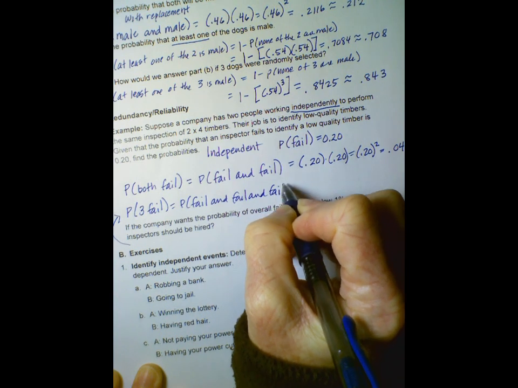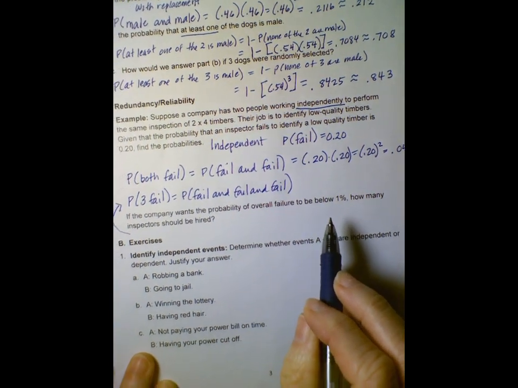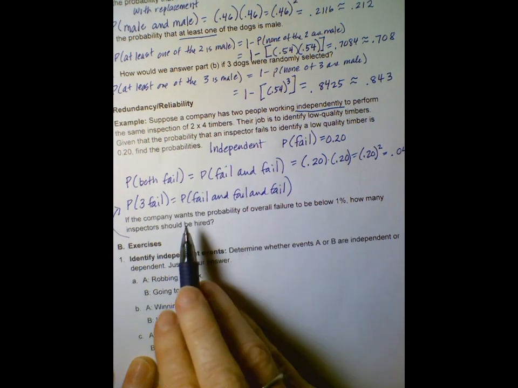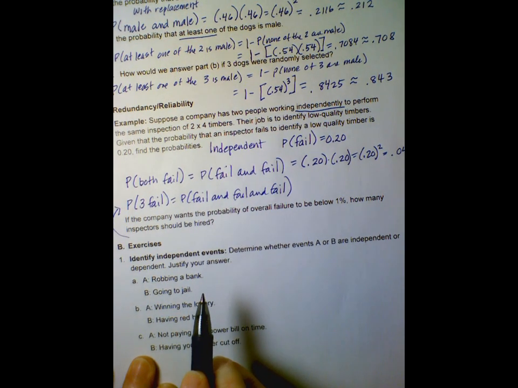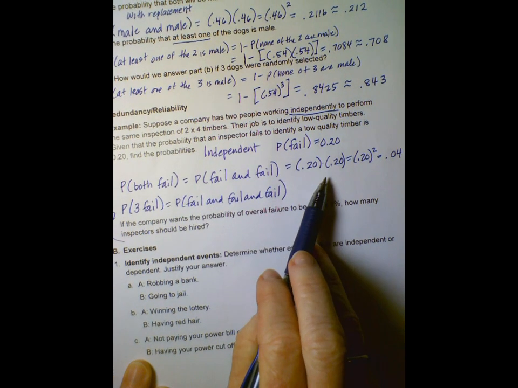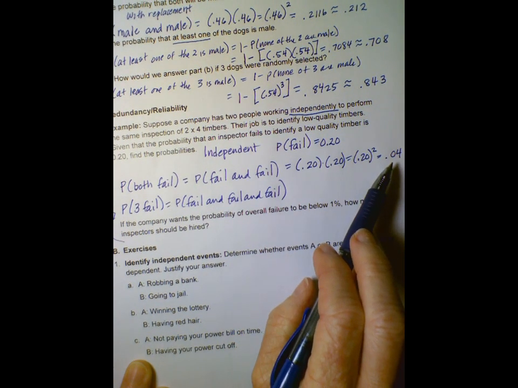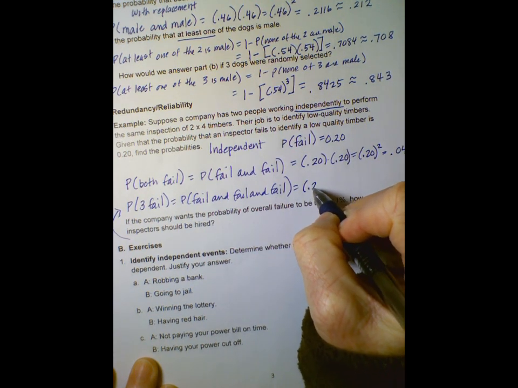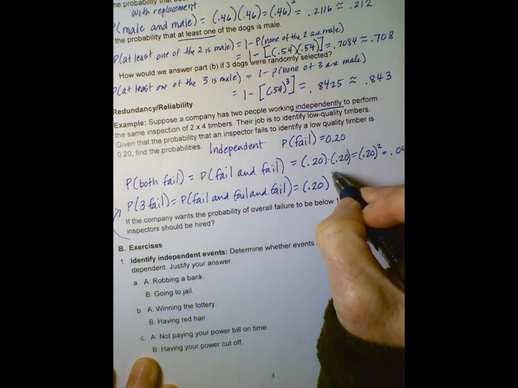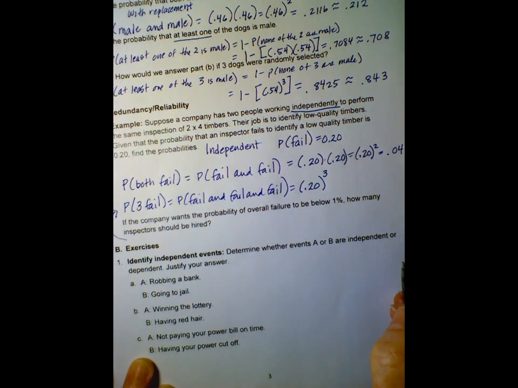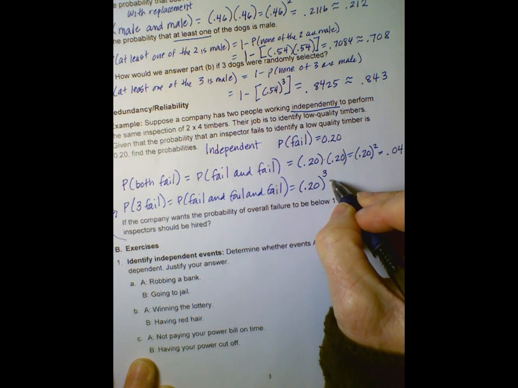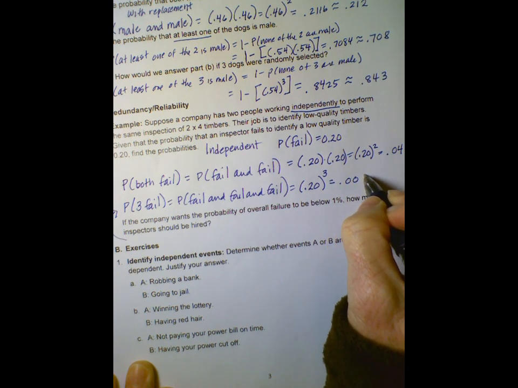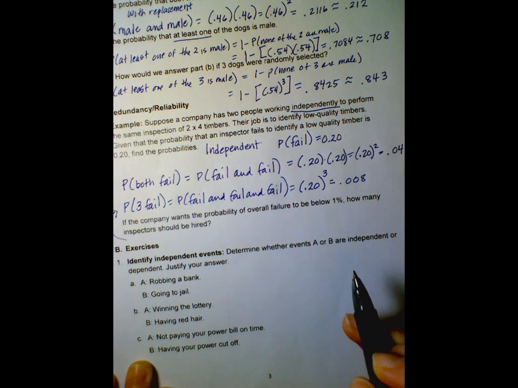So say they want to be able to say that only 1% of their lumber is bad, has defects, that is high quality lumber. So how many inspectors need to look at this lumber? We know that if 2 do it, they can't say it's less than 1%. But let's add a third person. So in other words, 0.20, and of course we're going to raise that to the third power. We don't need to write it 3 times. And what do we get? 0.008. Okay, that did it.